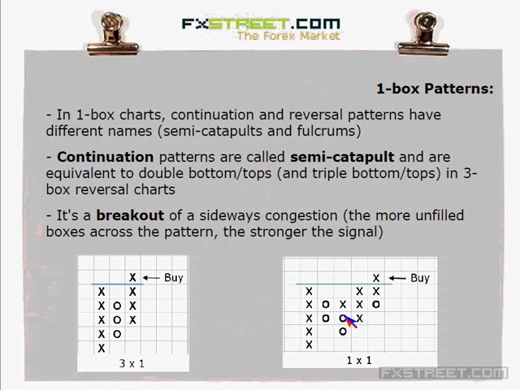Okay, so that would be the equivalent of the standard double top. The 3 box reversal would look like this, and here on the right side, this is called the semi-catapult. So when we talk about semi-catapults, we are talking about 1 box reversal charts, and when we talk about double tops, we are talking about 3 box reversal.